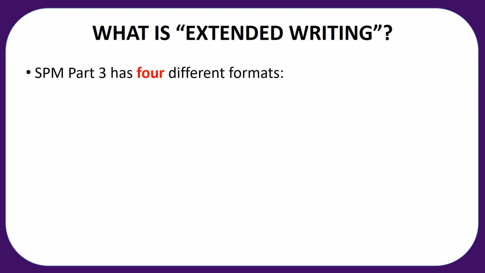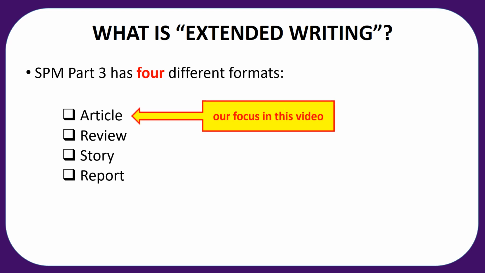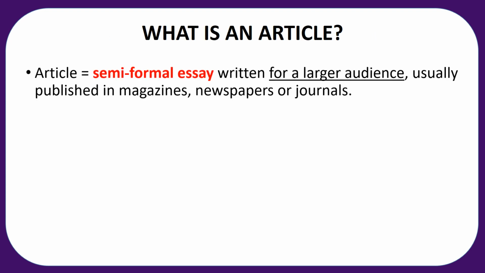Unlike part 2, part 3 has 4 different formats, which are article, review, story, and also report. But this video will focus on article. So, what is an article? An article is a semi-formal essay written for a larger audience, usually published in magazines, newspapers, or journals.